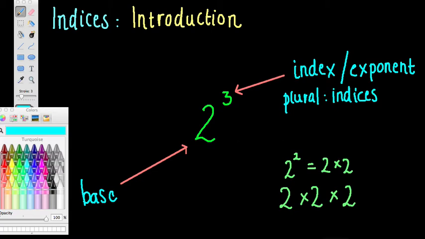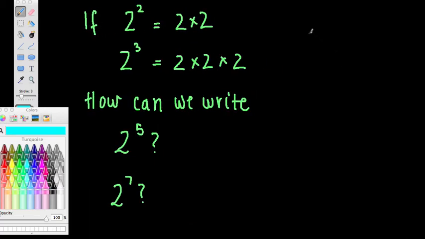Okay, what we'll do next is look at the next slide here. What I've done is just outlined a little bit of what I was talking about before. If we've got base 2 to the power of 2, that means 2 squared, and I can write that in its full form, 2 times 2. I can do the same with 2 to the power of 3. Knowing that, how could we write 2 to the power of 5? Let's follow the same pattern. 2 to the power of 5 must mean 2 times 2 times 2 times 2 times 2.